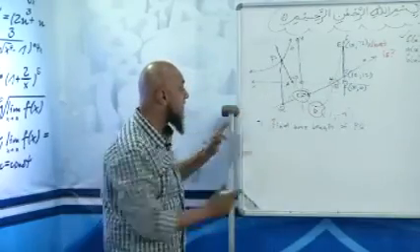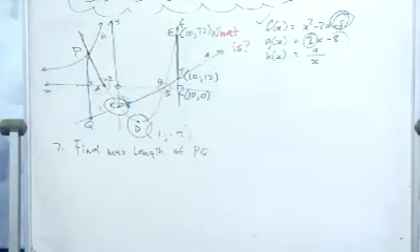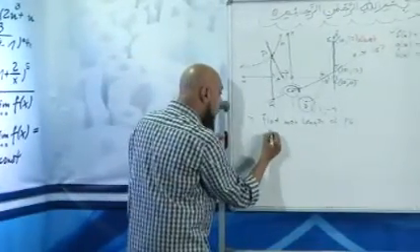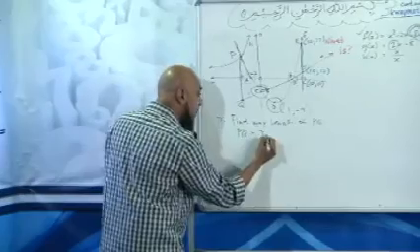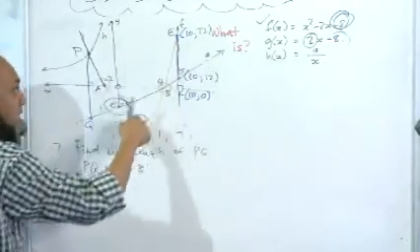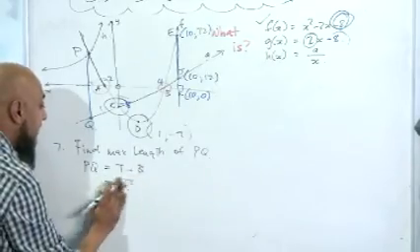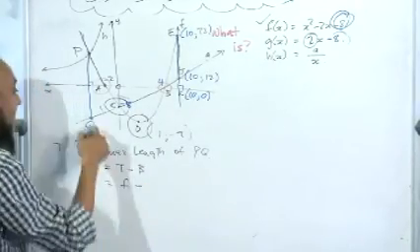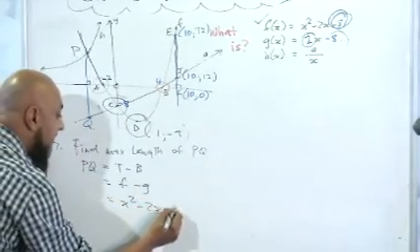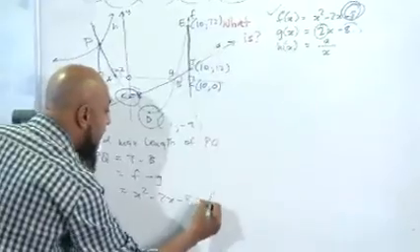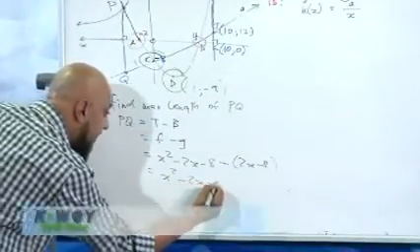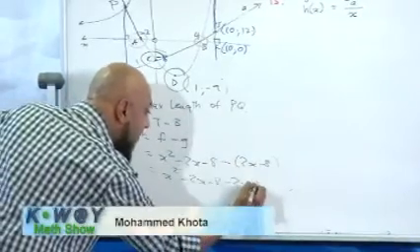But here nothing is given. What do we do? Obviously we say top graph minus bottom graph. So PQ is equal to top graph minus bottom graph. What is your top graph? Your parabola. So it's graph f minus graph g, which is equal to x squared minus 2x minus 8 minus, what is graph g? 2x minus 8. So now we're going to be left with x squared minus 2x minus 8 minus 2x plus 8.